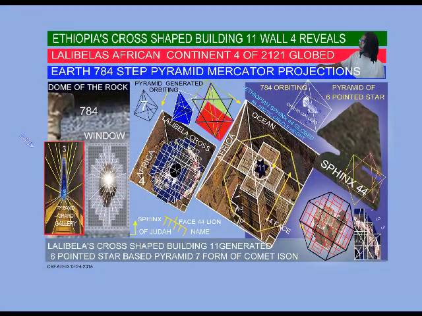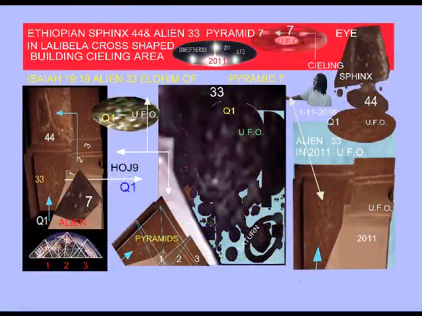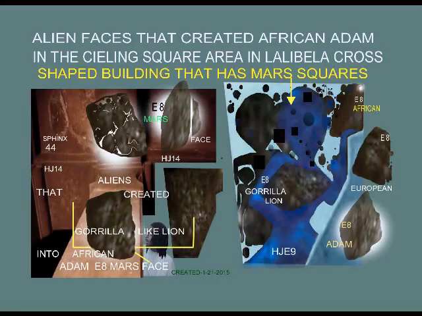HJE9 alien. Now remember, this HJE9 alien is holding an Angora gorilla in his arm, and he's holding an E8 African Adam face up with his other hand. So we see the Mars squares within the ceiling post area that has the E8 gorilla lion type facial structure. The micropixelated surface image of the E8 gorilla-like facial structure reveals a baby alien and planets.